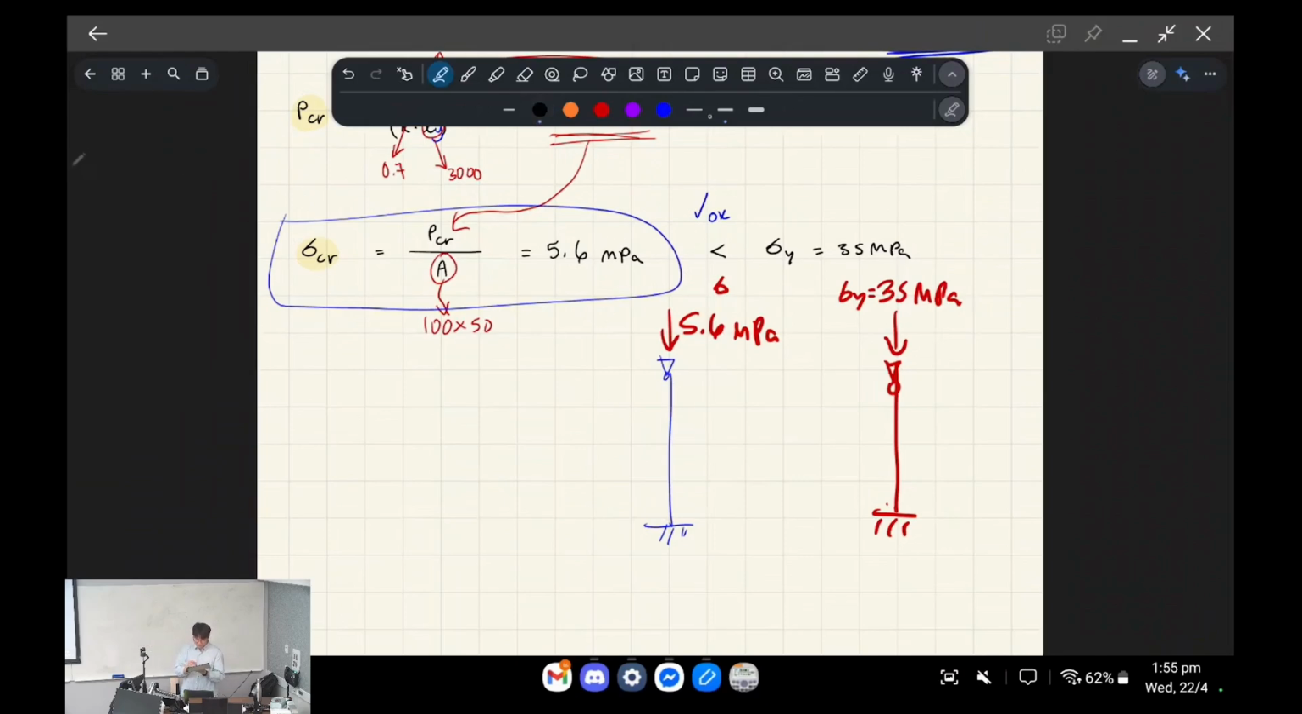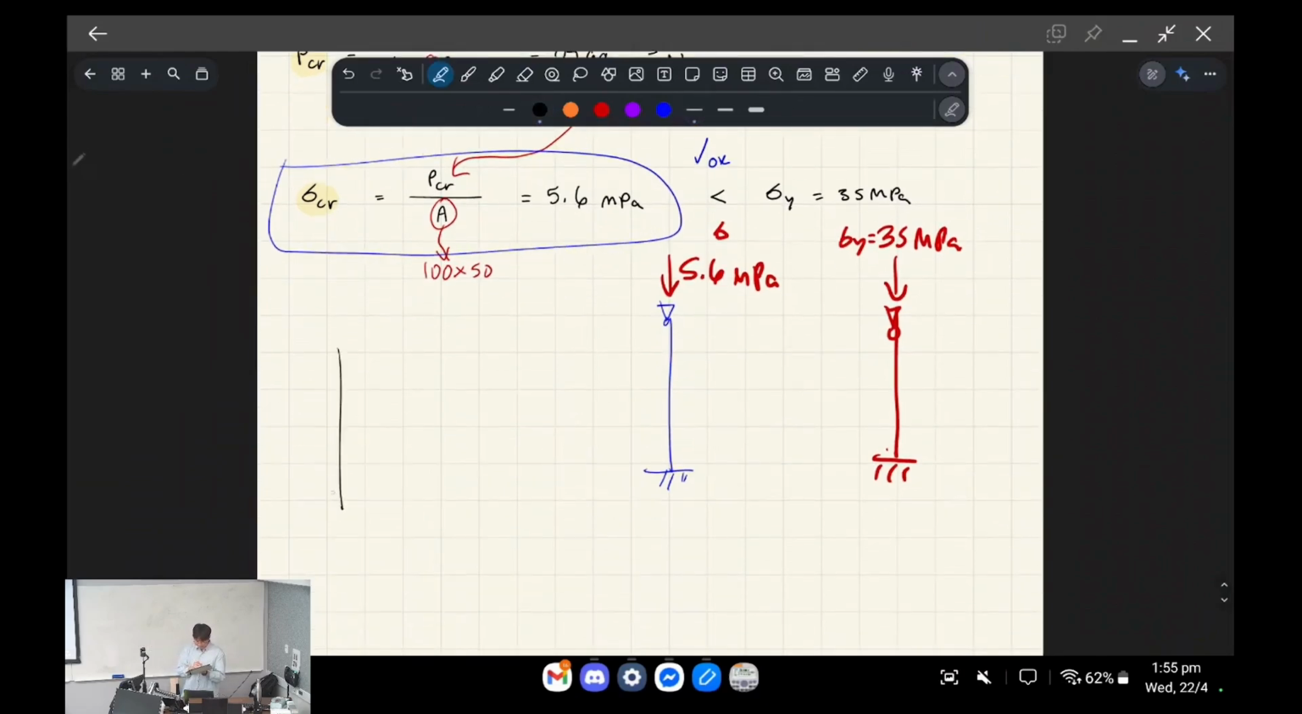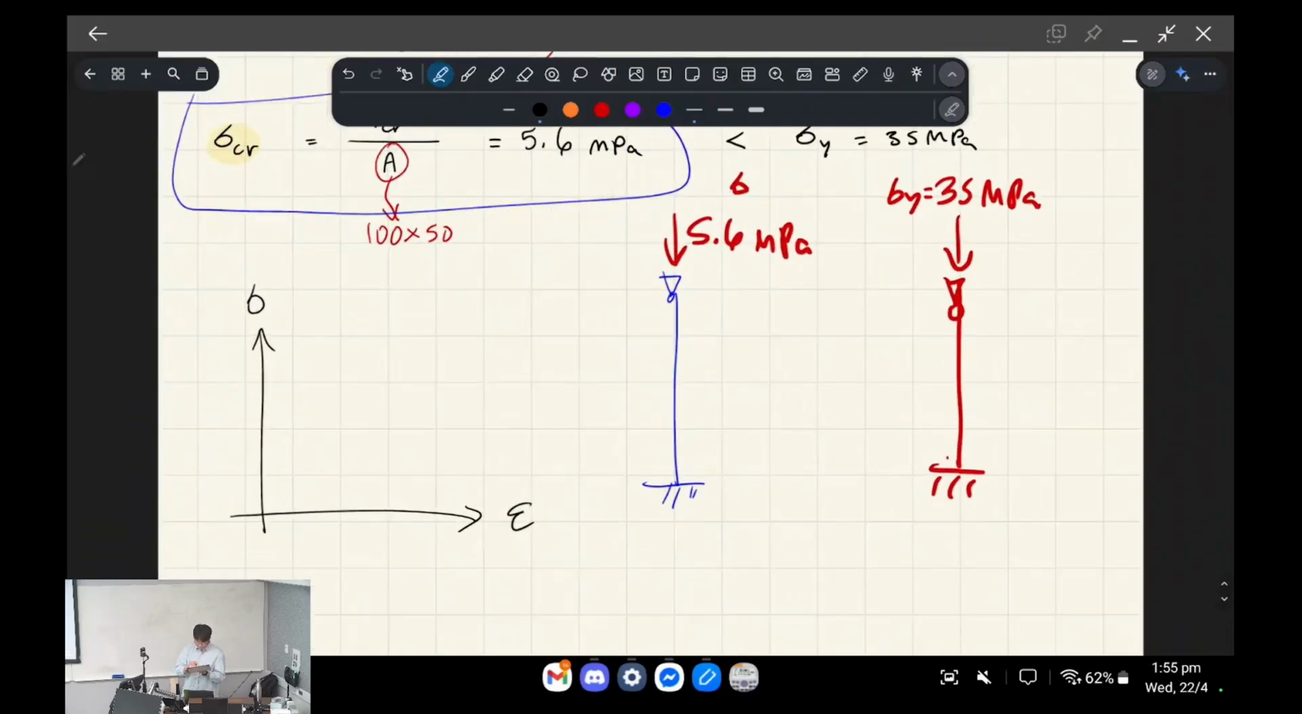So what happens if I was to model timber's a bit of a weird material curve. That's the wrong way. Timber's a bit of a weird material curve. In compression, it kind of looks like that. So it has a bit of ductility, but not really, right? Okay. So the idea is the yield stress might look like there. Okay. We're saying if that's 35 MPa, all the way down here at 5.6 MPa is going to cause buckling in the elastic region, right?